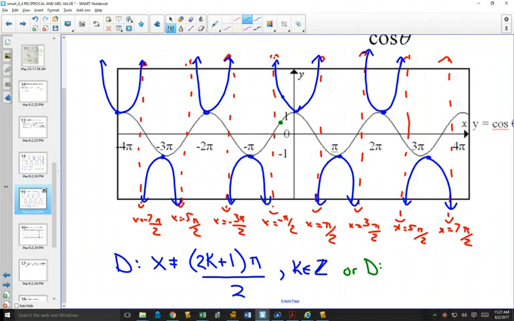Or another way that we did the domain in the past is we said x can't equal, and we pick one of them, so pi over 2 is one of our asymptotes. And what's the distance in between each of these asymptotes? Pi. So if we don't equal pi over 2 and then we add or subtract pi as many times as we want, that will get us all of our answers.